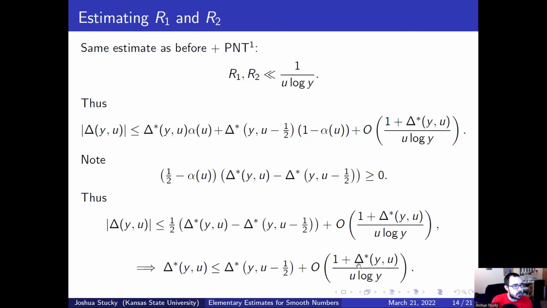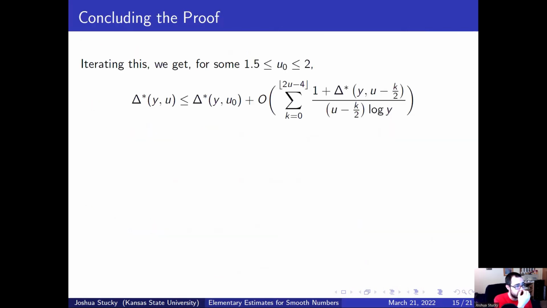So let's go ahead and do that and conclude the proof real quick. If I iterate this, basically I'm going to shift back by steps of 1/2 until I force my second argument here to be in 1.5 to 2. So that's what I get. The number of times you have to iterate it is the floor of 2u minus 4. Cool. u being greater than or equal to 2, by hypothesis. And then you get this estimate here.